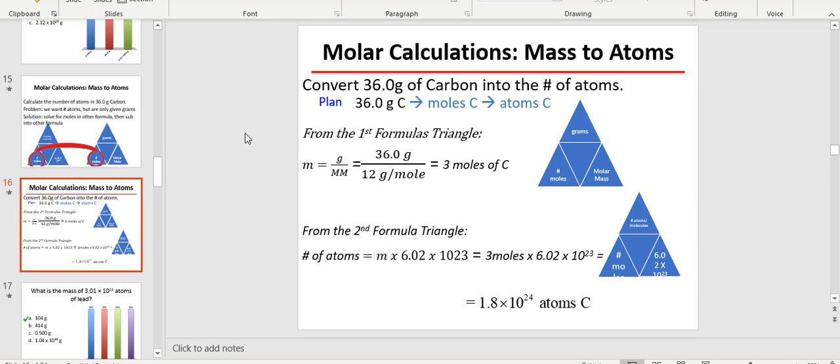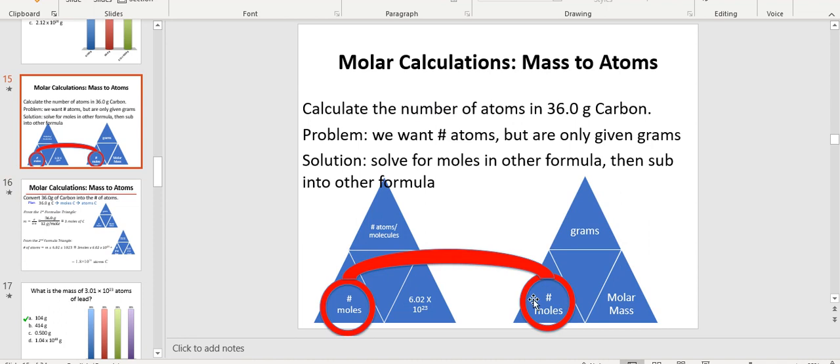But anyway, what we've got here is the number of moles is equal to the grams divided by molar mass, because I only gave you grams. So 36 divided by 12, the molar mass, you always have carbon, which is equal to 3 moles of carbon. All right, now going back to this one, we found 3 moles.